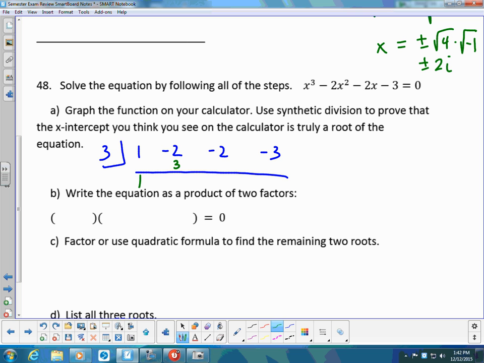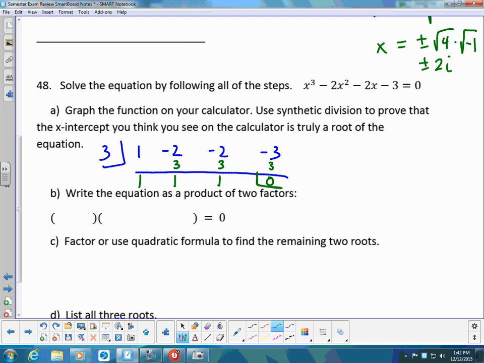Multiply, I get 3. Add, I get 1. Multiply, I get 3. Add, I get 1. Multiply, I get 3. Add, I get 0. So 0 is the remainder. That means that 3 really is an x-intercept, and that means that I can write the equation as a product of two factors.